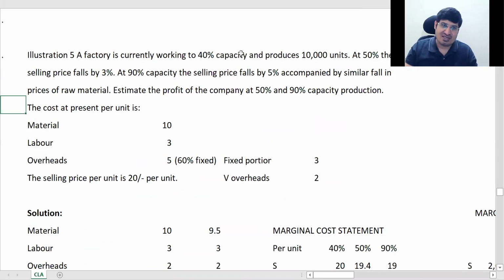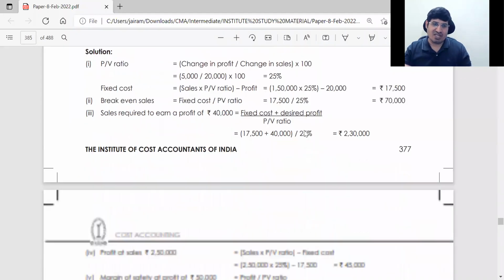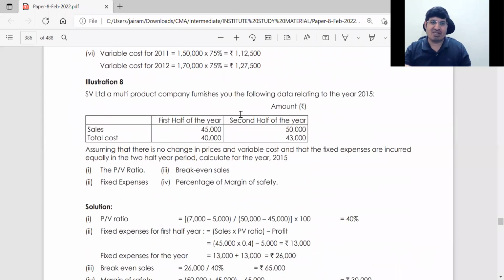Illustration 7, till 7 we have done. So now from 8 we have to do, right? 8 onwards. But just before that, I'll take you through some charts first. Then we will continue after that. From 8, if you see, it's also a similar one, but they have split the year into 2 halves. So we will do this later.